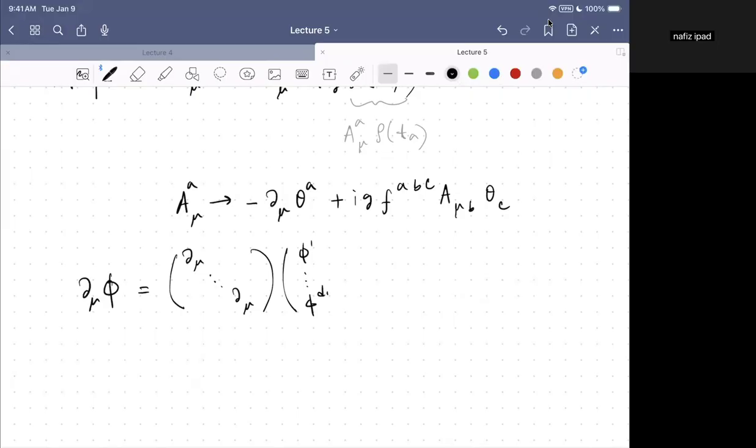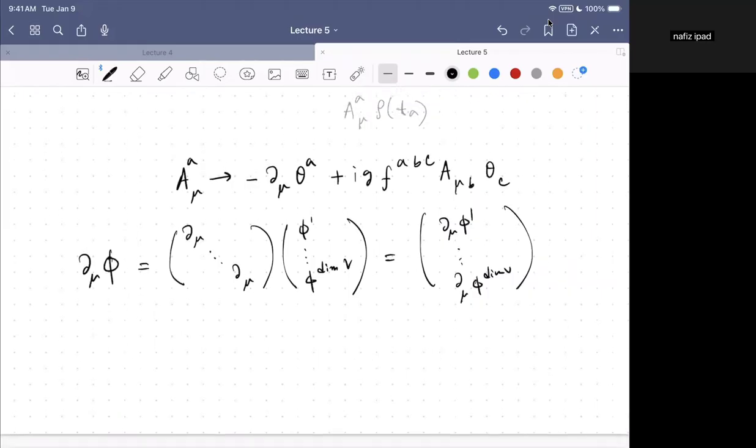So here for now, let me write the dimension of V. Let's keep the representation generic for the moment. But if we're talking about the fundamental representation, then of course the dimension of V is going to be n if we're talking about U(N). So this is simply ∂_μ φ_1, ..., ∂_μ φ_{dim V}.